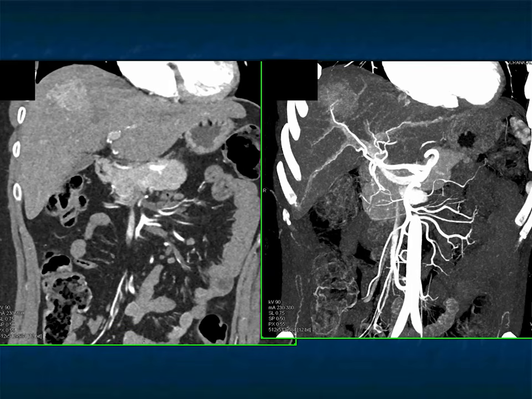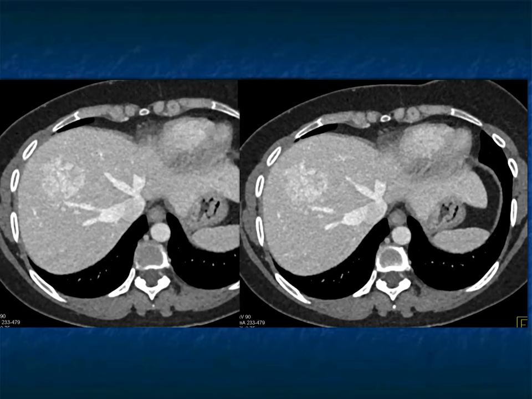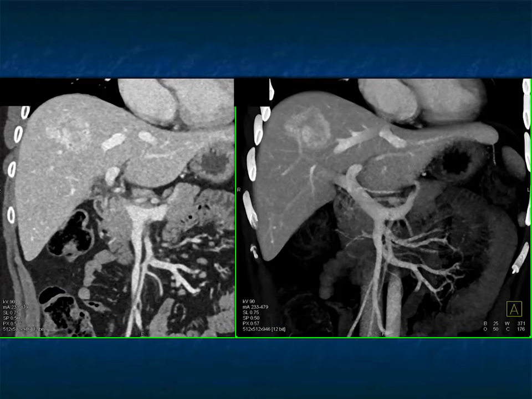Here, there's no mass effect, but you can see the mass. You can see the hepatic artery going to the mass. And as you look at the venous phase, the lesion is still very well defined. It doesn't have the look of hemangioma. Focal nodular hyperplasia typically will fill in its entirety. We still could be thinking about hepatoma. We could be thinking about the possibility of hepatic adenoma.